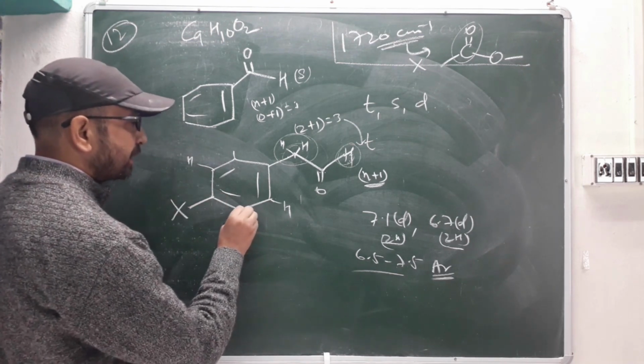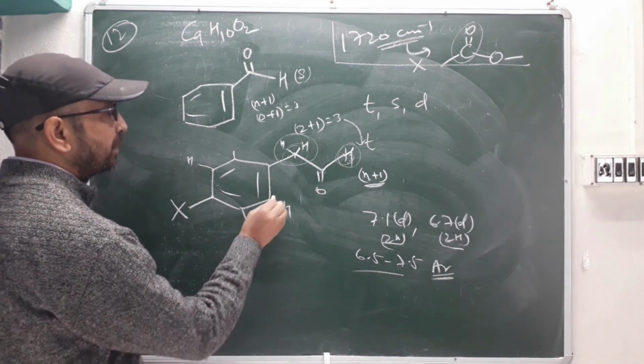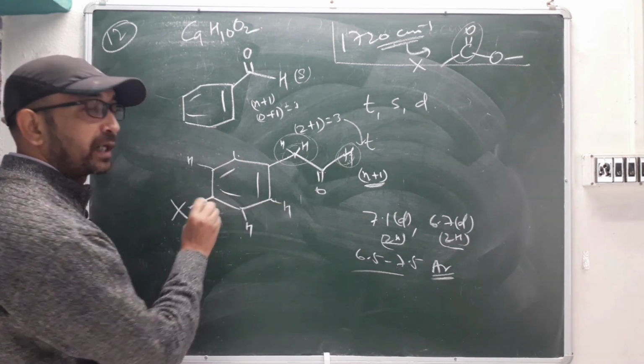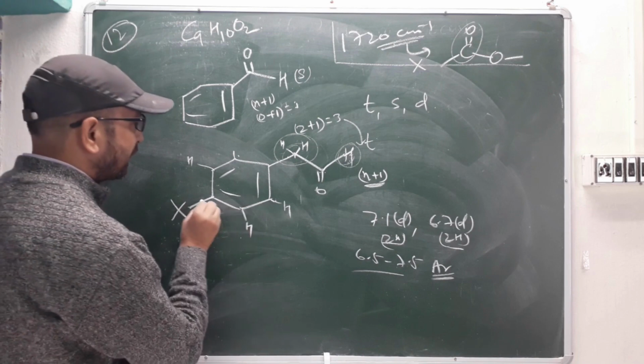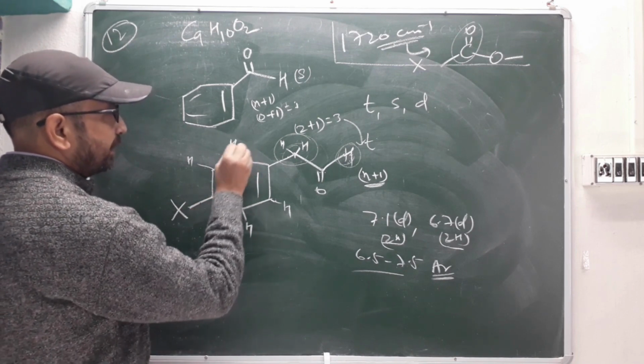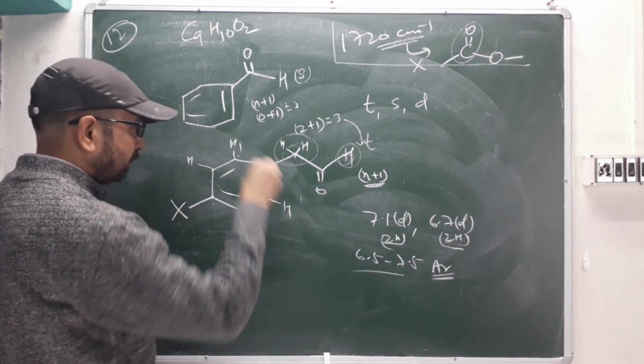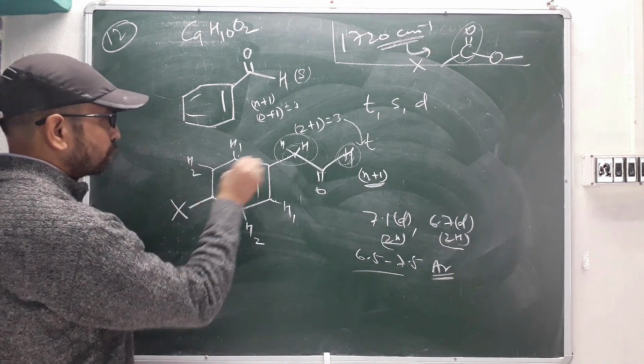It can't be attached here. If you are attaching here, then what will happen? 1, 2, 3, 4 types of protons will be there. If you are attaching here, then it will be like 1, 1, 2, 2. So 2 types of protons.